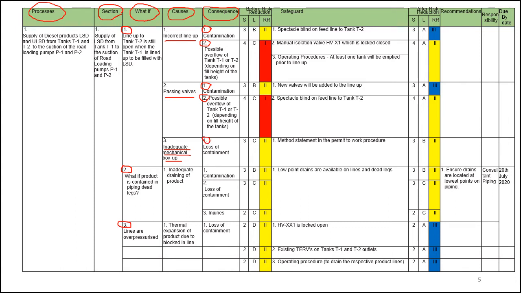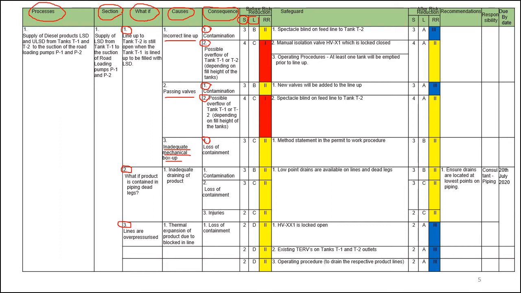We look at the severity and the likelihood of each of these what-ifs. We will not consider what-if number 2 and number 3 at this stage, because they are the same as what-if number 1 in terms of procedure.